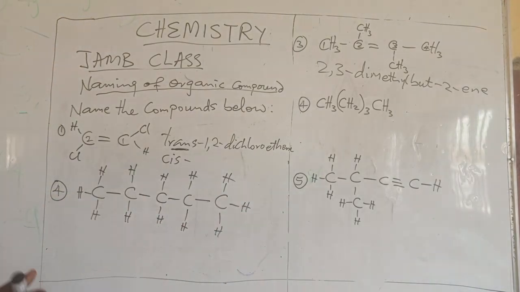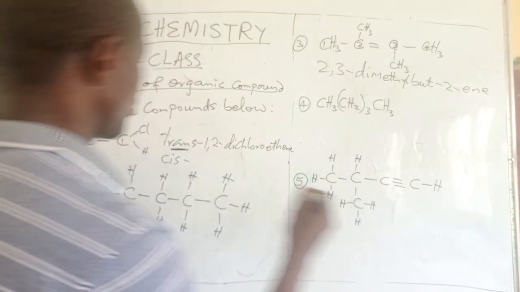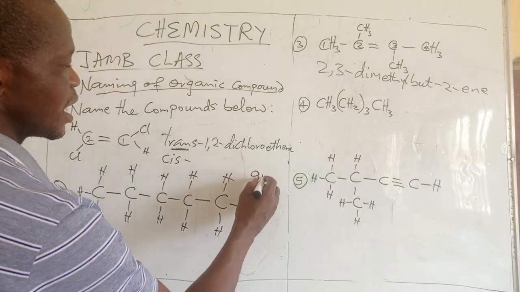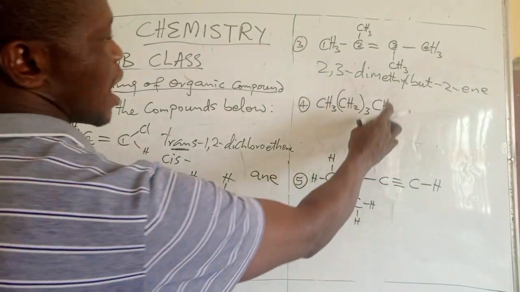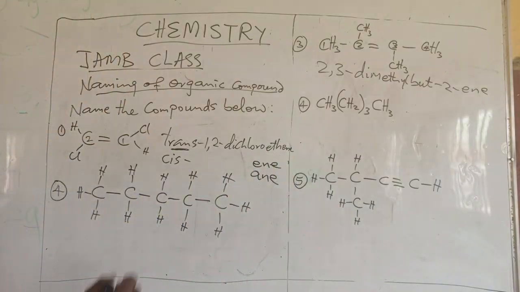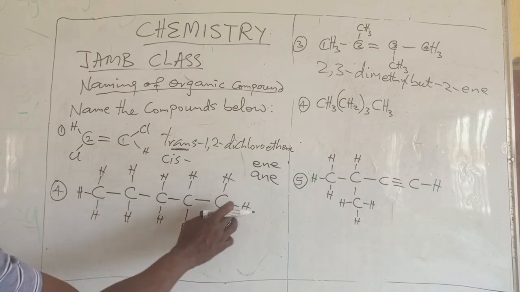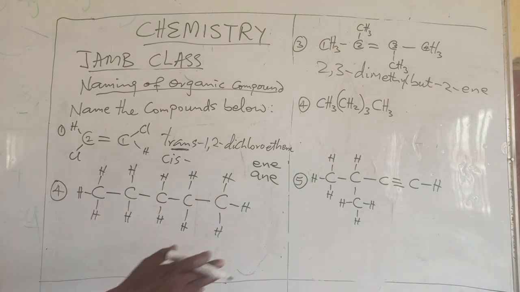If you check this one, there's no double bond. Everywhere is what? Single bonds. So this one, I told you that the name will end with A-N-E. The one that has a double bond, the name ended with what? E-N-E. Let's see the name of this one. 1, 2, 3, 4, 5. 5 carbon atoms. And you will check, there's no substituent.